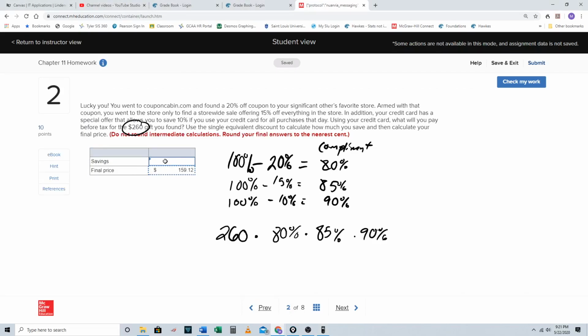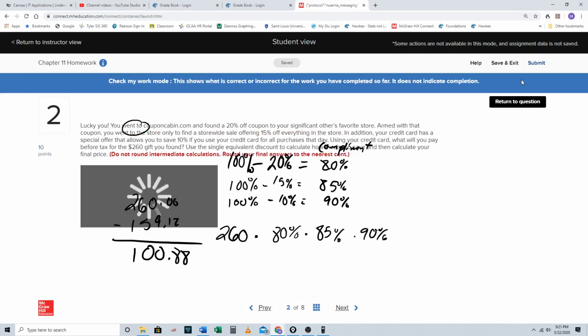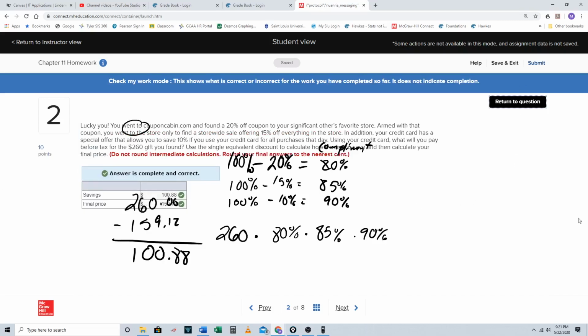All right. Now the savings is going to be the difference between what he paid and what the price was. So we're going to say the savings is 260.00 minus 159.12, which happens to be $100.88. Check my work. Done. All right, so chain discounts. All right, let's clear this.